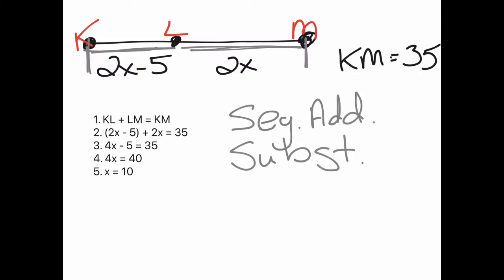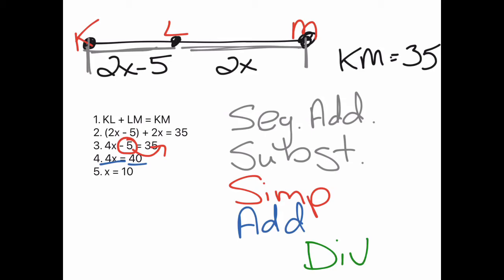For step 3, they took the 2x's here and put them together to make 4x. But since those are both on the same side of the equal sign, that's called simplifying. And then for step 4, it looks like they moved this 5 to the other side. In order to move a subtraction, you have to add. And then to get to step 5, it looks like they divided both sides by 4. So the last one is division. They divided, the division property of equality.